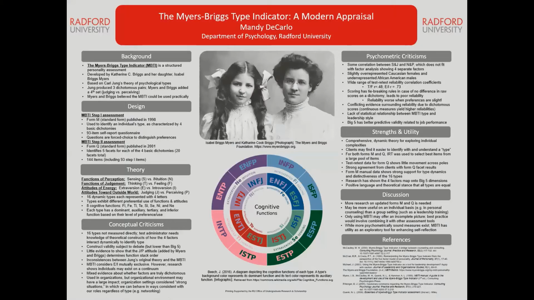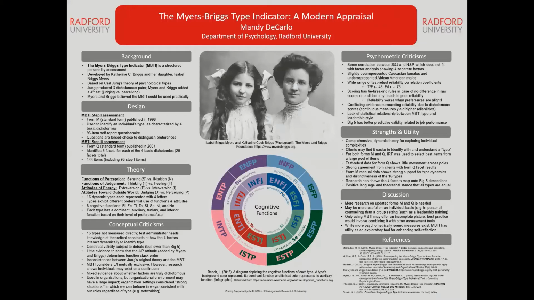It's a self-report questionnaire, and it was developed by Catherine Briggs and her daughter Isabel Briggs Myers, and you can see them here pictured in the center. They based the MBTI on Carl Jung's theory of psychological types. Jung originally produced 3 dichotomous pairs that he believed described personality, and Myers and Briggs added a 4th set of dichotomous pairs, judging versus perceiving. Myers and Briggs believed that this assessment could be used practically.